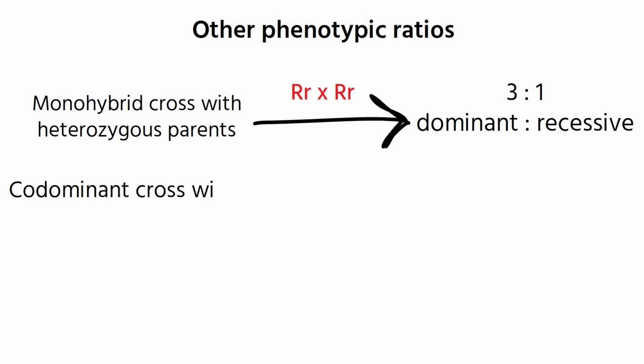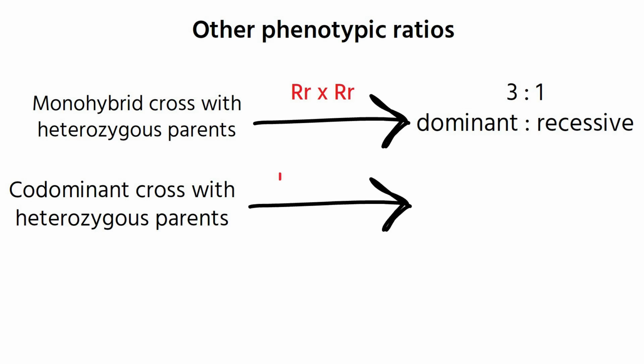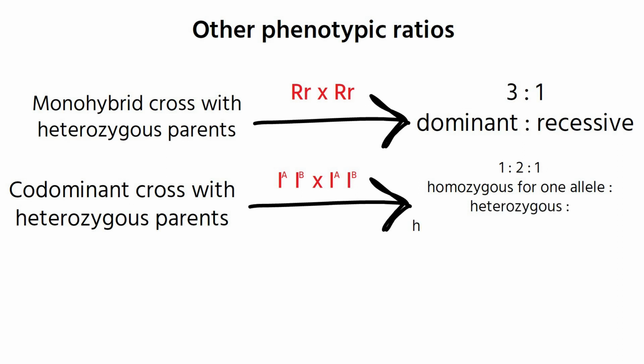Another example is codominant, where you cross heterozygous parents, so IA-IB by IA-IB, and for this you get 1:2:1 for the phenotypic ratio, because you're homozygous for one allele, you're heterozygous, and you're homozygous for the other allele. And in this case, when you're heterozygous in a codominant cross, that will give a different expression compared to homozygous for either allele, because they mix together, instead of a monohybrid cross where having one dominant allele is enough to overpower the recessive allele and get a 3:1 ratio. But in a codominant monohybrid cross, the combination of the codominant alleles means that they produce a different result. So the ratio for that is 1:2:1 instead of 3:1, phenotypically.